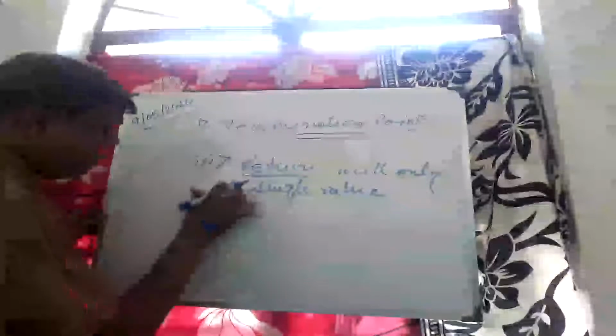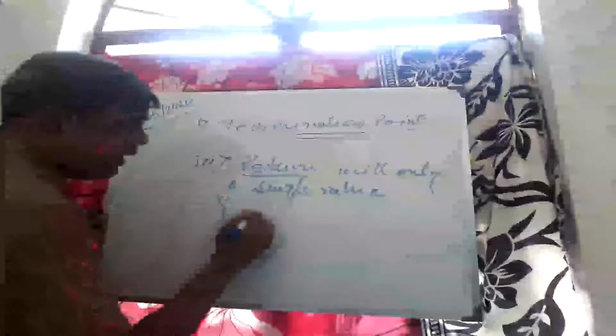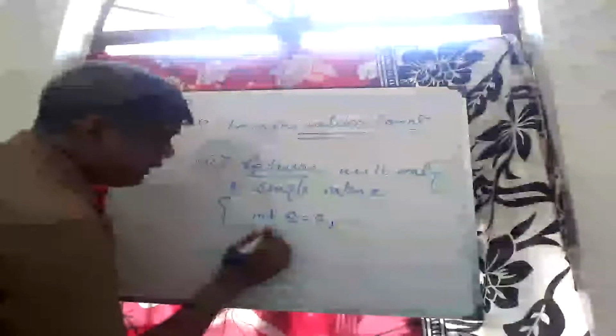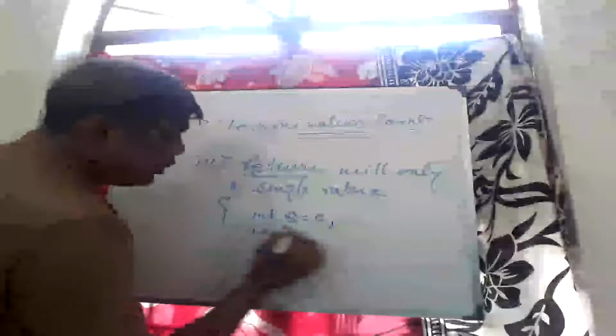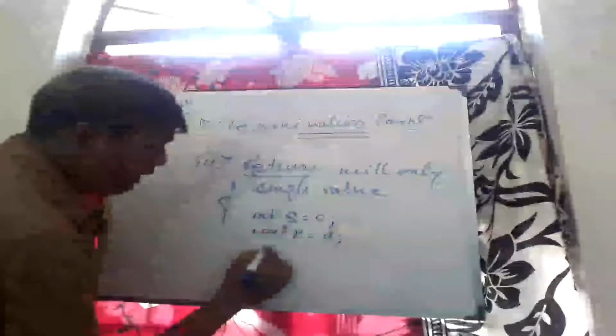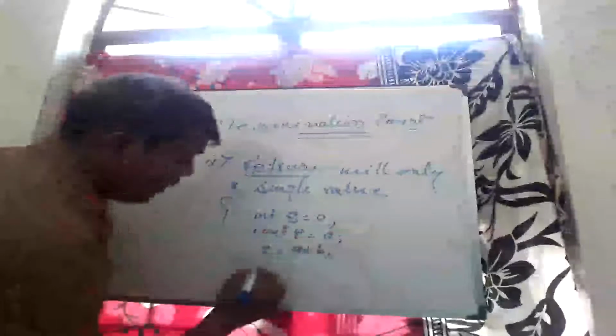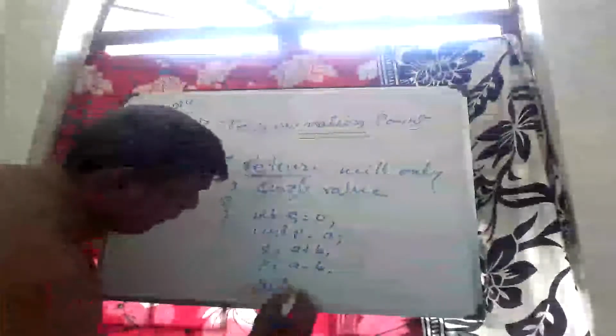Clear? Suppose I am writing a program here for a block: int s equal to 0, int p equal to 0, s equal to a plus b, p equal to a minus b. Clear? Return s comma p. Here, two values are written, s and p, but the return statement will only return a single value.